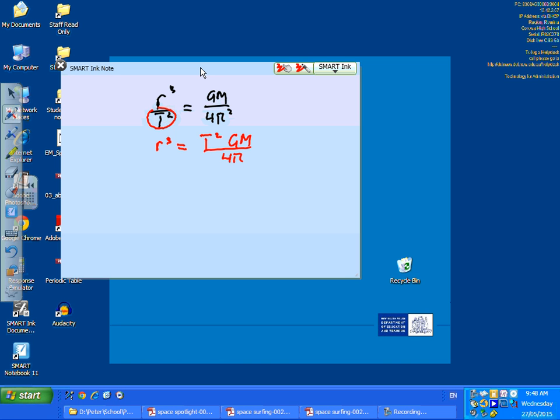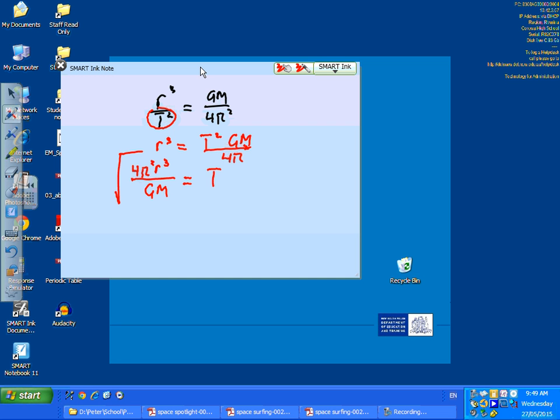Then what I can do, Marnie, is take the 4 pi squared. Because it's a division, it becomes a multiplication on the other side. So it becomes 4 pi squared R cubed, and I've got to divide by GM, equals T squared. Now to get rid of the squared, that just becomes a square root on that side of it.